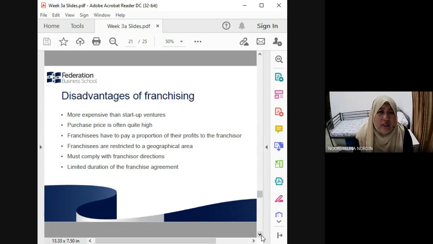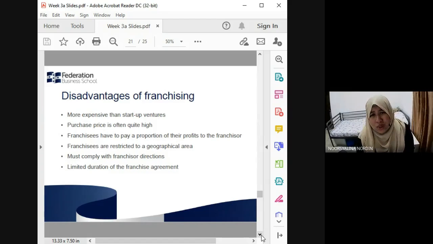And then franchisees are restricted to a geographical area. So if you are covering the Selangor area, or maybe you are only in Ampang, or only in Klang, or only in Kuala Lumpur, you only cover that particular area. You cannot go wide. Another state or area might have another franchisee, and you must comply with the franchisor's direction. So this is about rules and conditions.